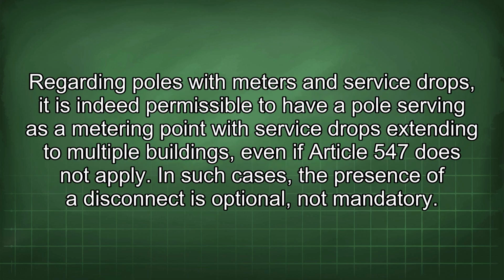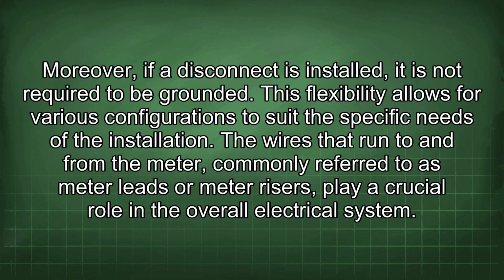Regarding poles with meters and service drops, it is indeed permissible to have a pole serving as a metering point with service drops extending to multiple buildings, even if Article 547 does not apply. In such cases, the presence of a disconnect is optional, not mandatory. Moreover, if a disconnect is installed, it is not required to be grounded. This flexibility allows for various configurations to suit the specific needs of the installation.